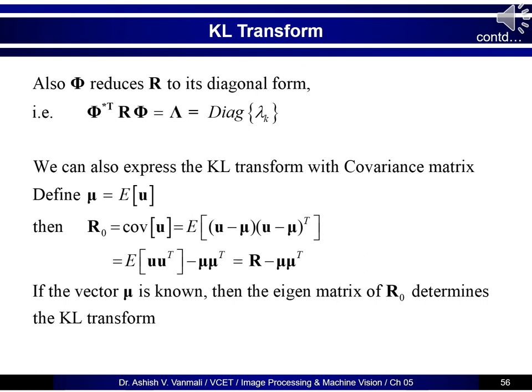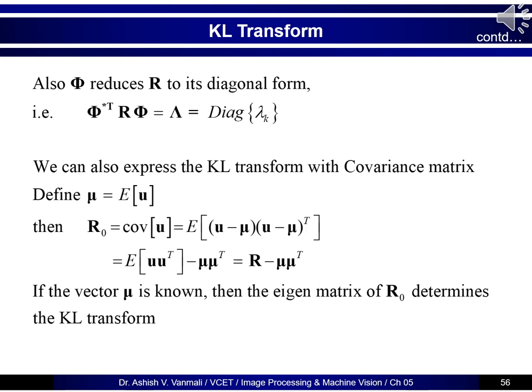The matrix phi will reduce the matrix R to its diagonal form. That is, matrix phi conjugate transpose into matrix R into matrix phi will be equal to matrix capital lambda, which is nothing but a diagonal matrix with the values lambda k. We can also express the KL transform with covariance matrix.